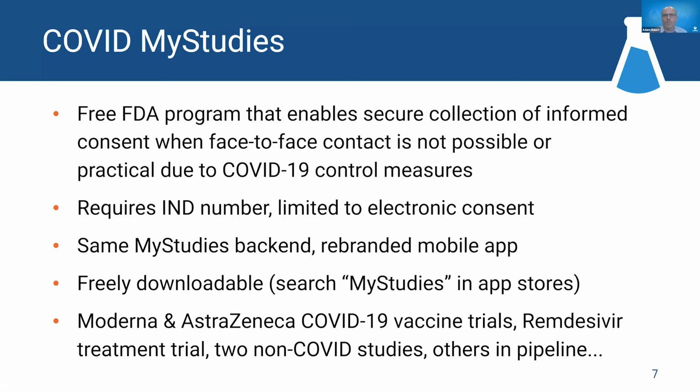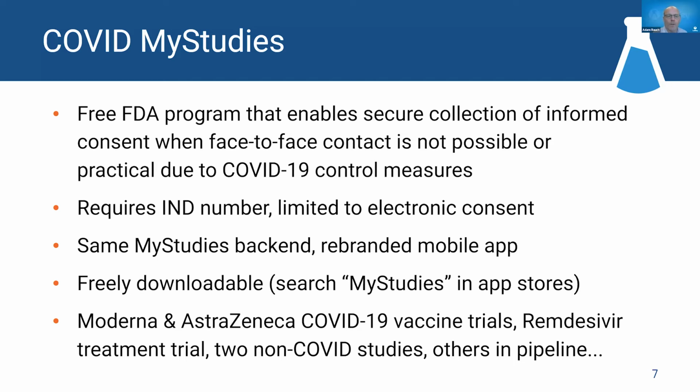Now, the bottom line is this is the same MyStudies backend that we're using for those advocacy group trials that are going on. So we now have seven different clinical trials. Some of them are part of the COVID MyStudies program, and a couple of them are full-featured studies. But it's the exact same backend. It's effectively the same mobile app, although there is a COVID MyStudies branded mobile app in the App Store. And if you wanted to, you could download it right now.